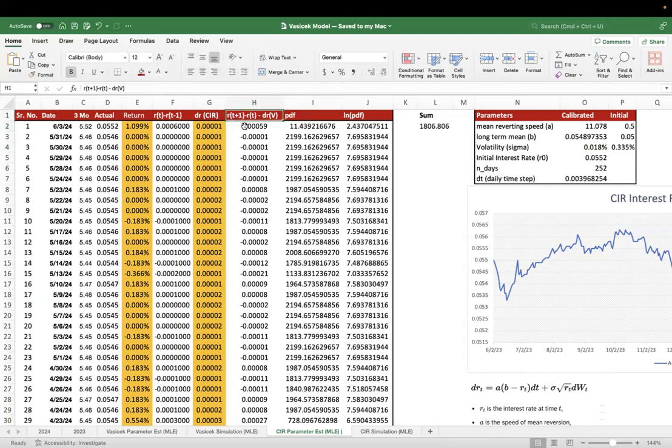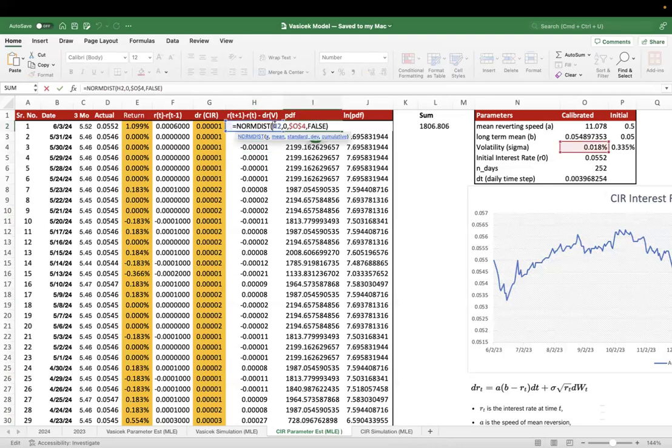So this change, what is this? This is nothing but the residual, which is the actual interest rate minus the model interest rate, right? So I'm just saying use this normal distribution method on this residual, which is H2. H2 is nothing but the residual.